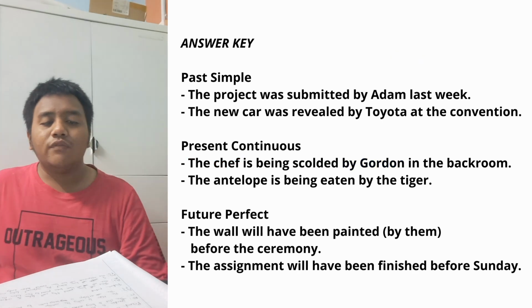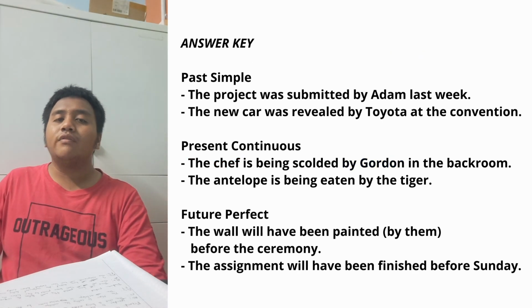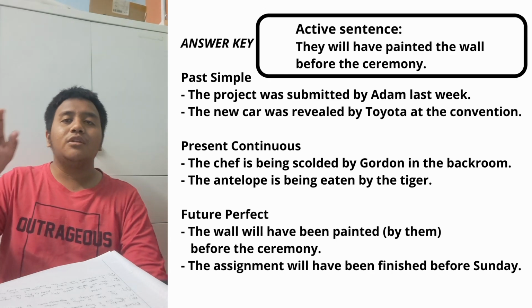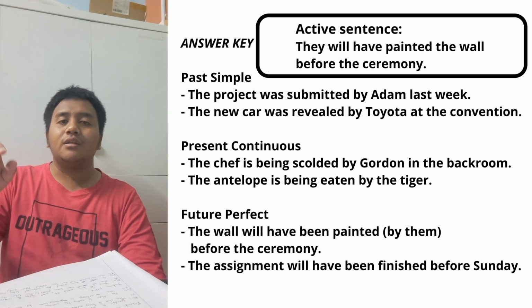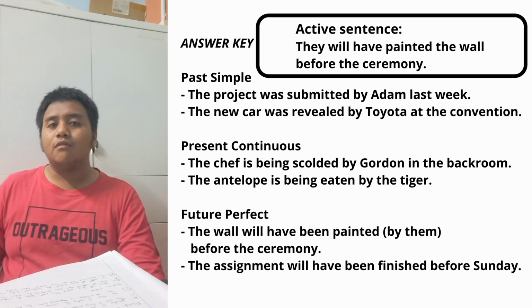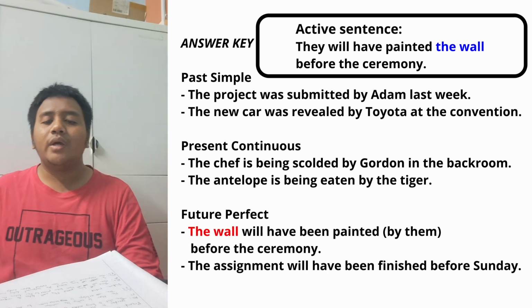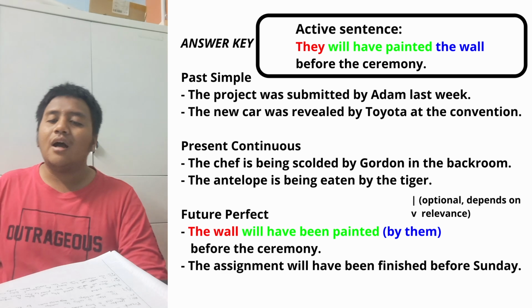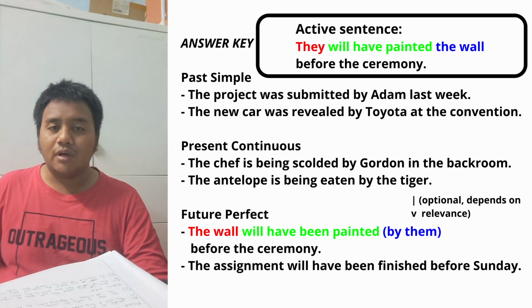Now, future perfect tense. They will have painted the wall before the ceremony. Now, to change it, we need to identify the object. So in this case, we'll have painted the wall. Okay, the wall is being acted upon, so we put it at the front. The wall will have been painted by them before the ceremony. Okay, objects of prepositions, you can put it at the back. That's safer. It's safer that way.